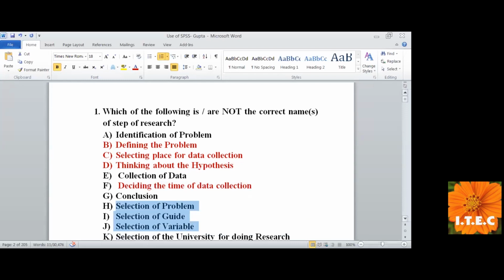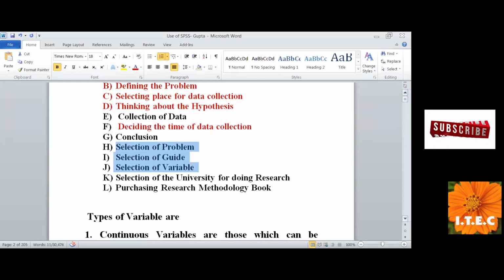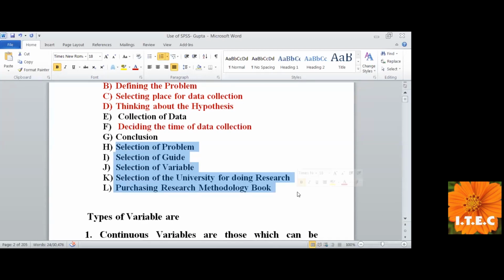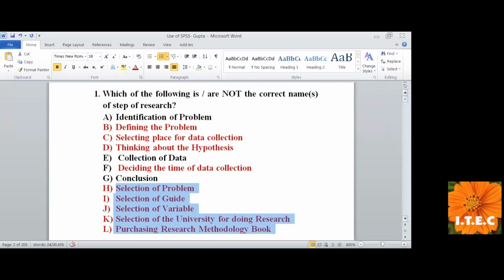Selection of guide, not the correct name. Selection of variable, not the correct name. Selection of university for doing research, not the correct name. And purchasing a research methodology book is not the correct name. So these are the answers to this particular question. Now you can find out whether you know or you do not know.